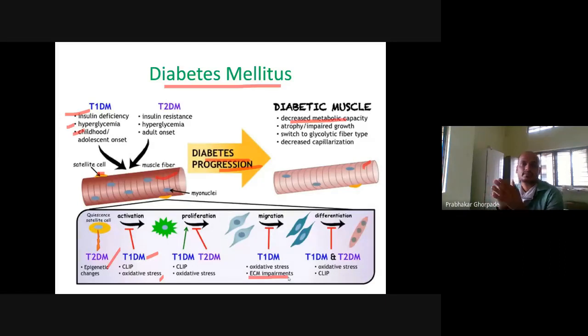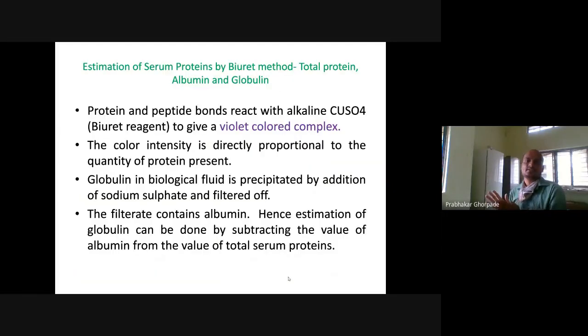Whenever you are doing a practical test, glucose estimation or any analyte, you should be able to correlate with the disease status. What can be the prognosis? What can be the possible diseases? So that test was there.